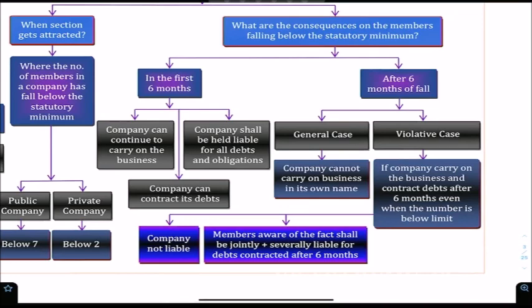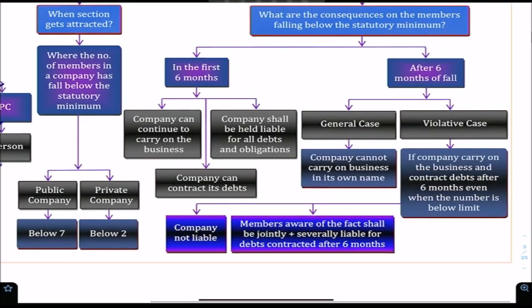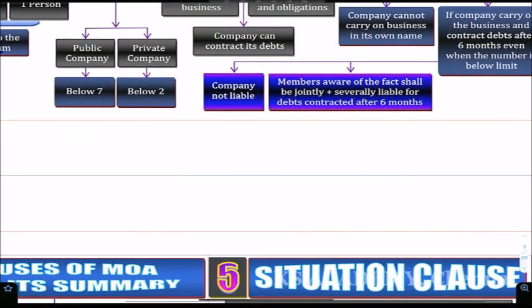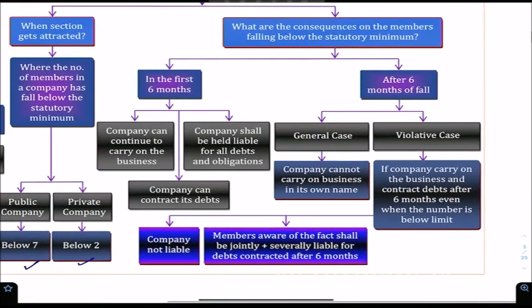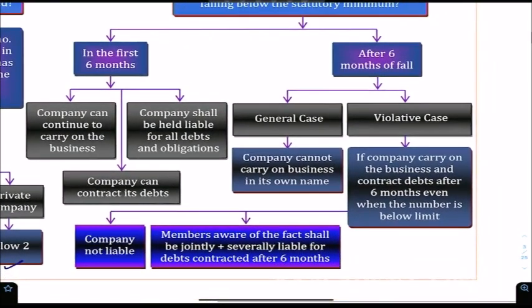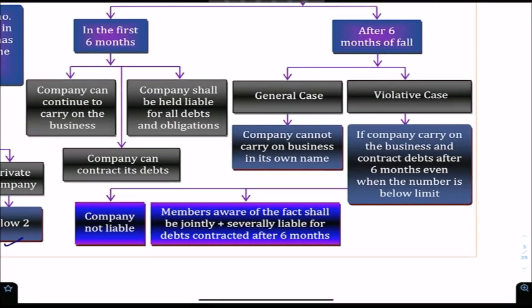When does the section get attracted? When the number of members in a company falls below the statutory minimum. Public company below 7. Private company below 2. Next, what are the consequences of the number falling below the statutory minimum? Read. For the first 6 months period, what will happen? Company can continue to carry on the business. Company can contract its debts. Company shall be held liable for the debts and obligations.